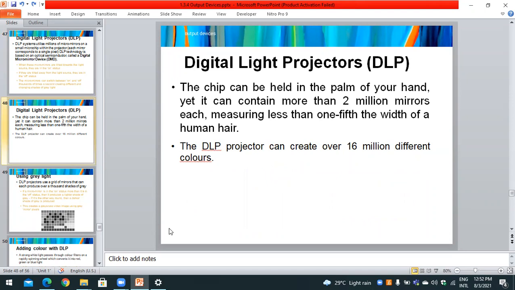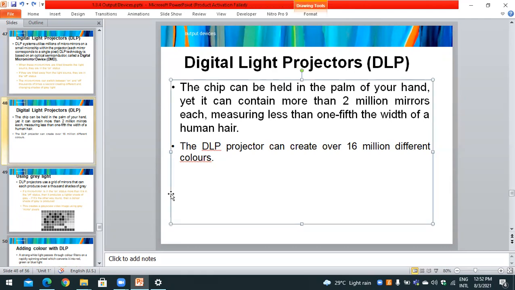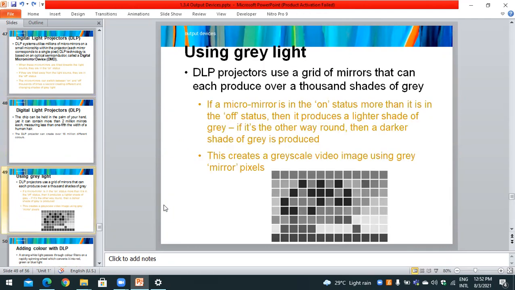Another point, this is point number 4. The chip can be held in the palm of your hand. That is what I have already told you. And it can contain more than 2 million mirrors, each measuring less than 1/5 of the width of a human hair. The DLP projector can create over 16 million different colors, which means that 16 million different pixels can work through it. So this is the DLP projector.